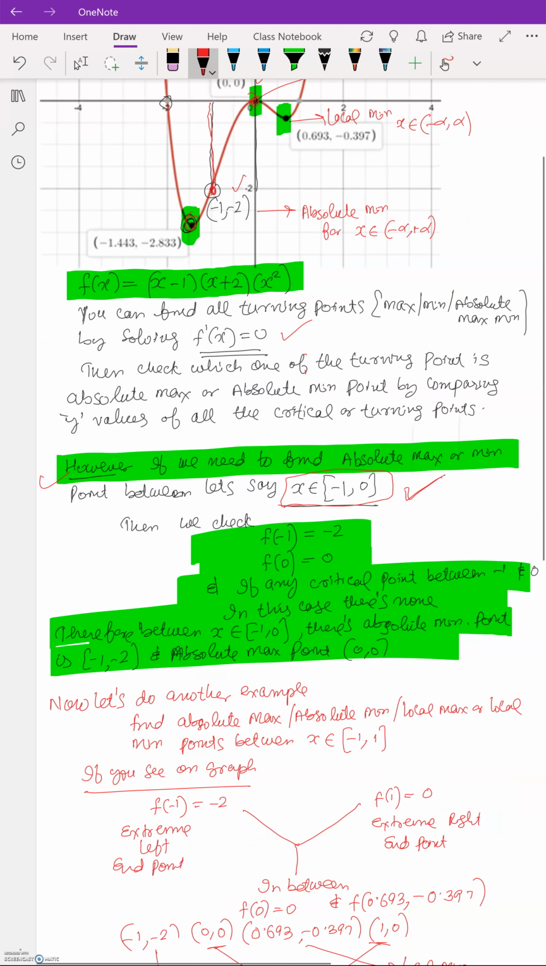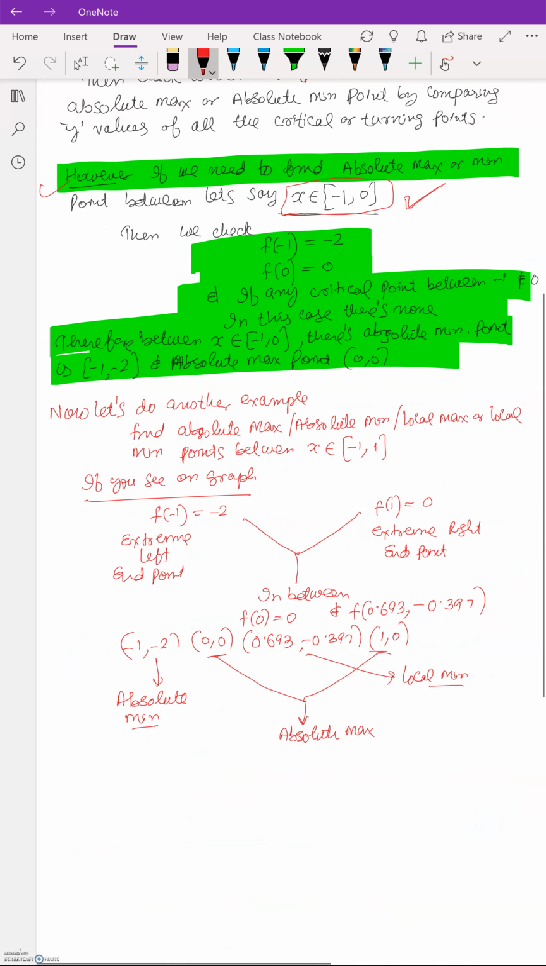So I took one more example at the bottom here, just to clarify when there's a restriction given. I want to find if there is any absolute max or min point between -1 and 1. If you see on the graph, I actually did the calculation too. First thing, you check the endpoints. What's f(-1)? What's f(1)? f(-1) is -2, so (-1, -2), and (1, 0). These are the endpoints.